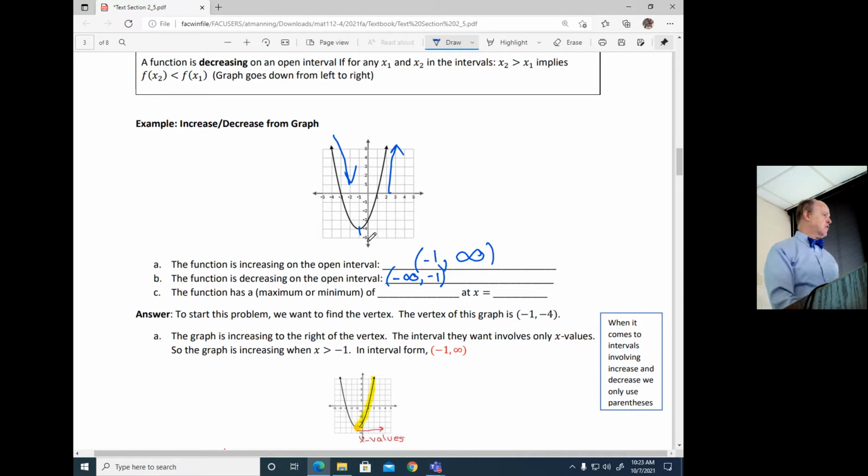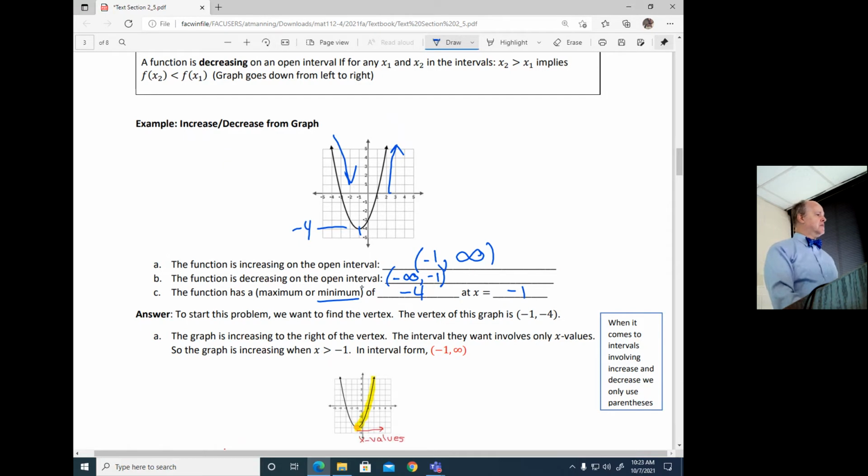Well, I can see from this graph, they made it simple. My line of symmetry is at x equals negative 1. And the minimum value is at negative 4. So it has a minimum of negative 4 at x equals negative 1. All just looking at the graph. I don't have to worry about finding the formula.